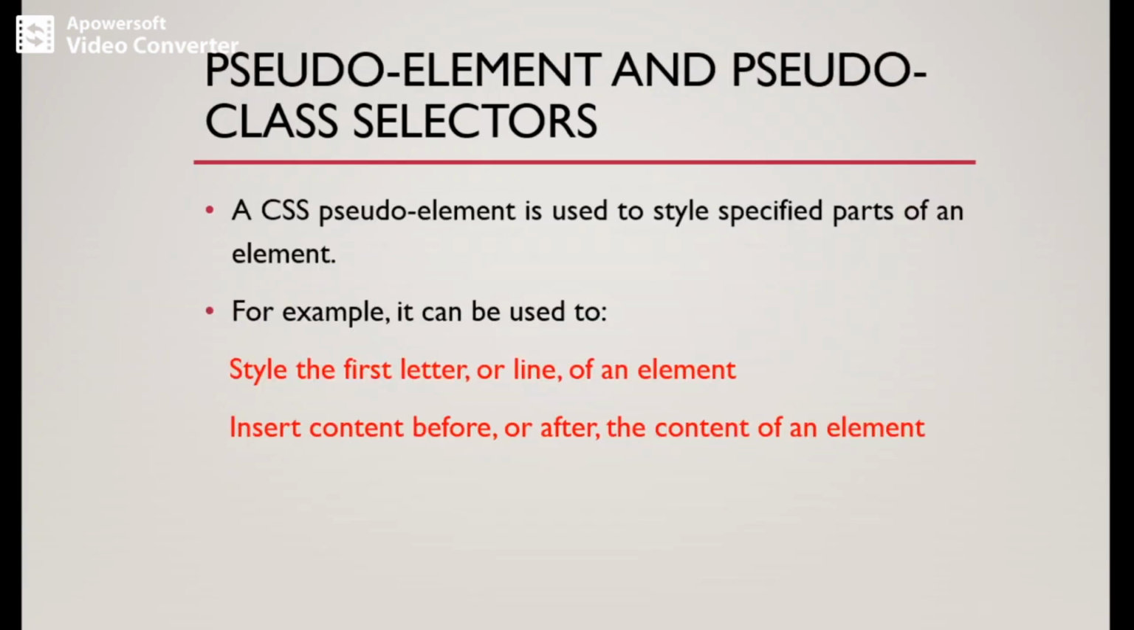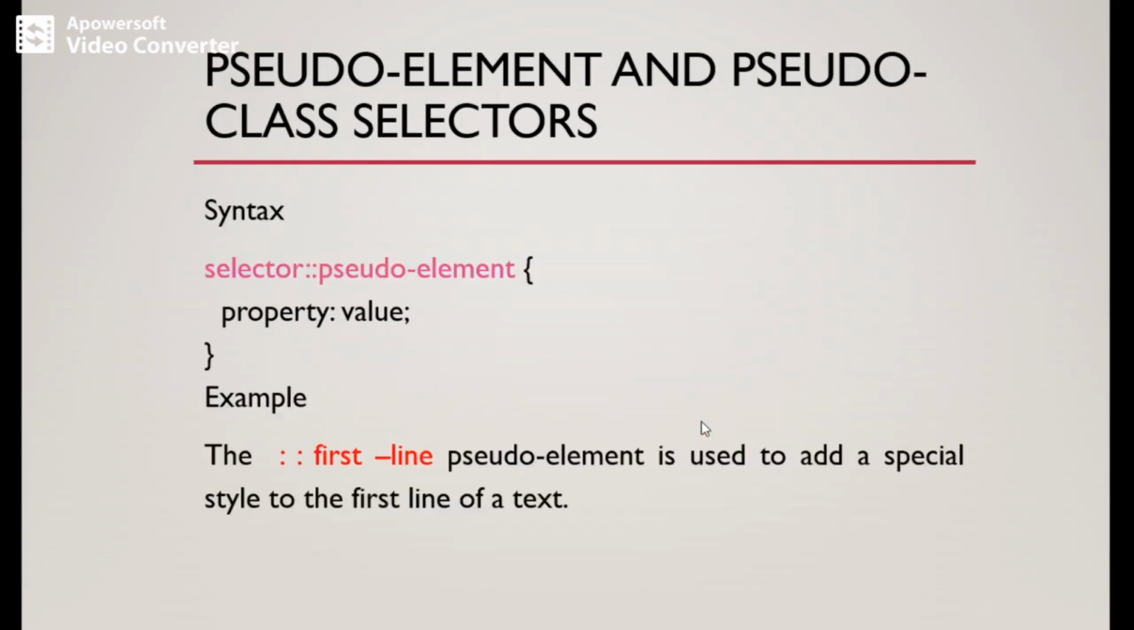Now next, pseudo element and pseudo class selector. A pseudo element is used to style specified parts of an element. For example, you can style the first letter or line of an element, or insert content before or after the content of an element. So this is the syntax: selector pseudo element property value.